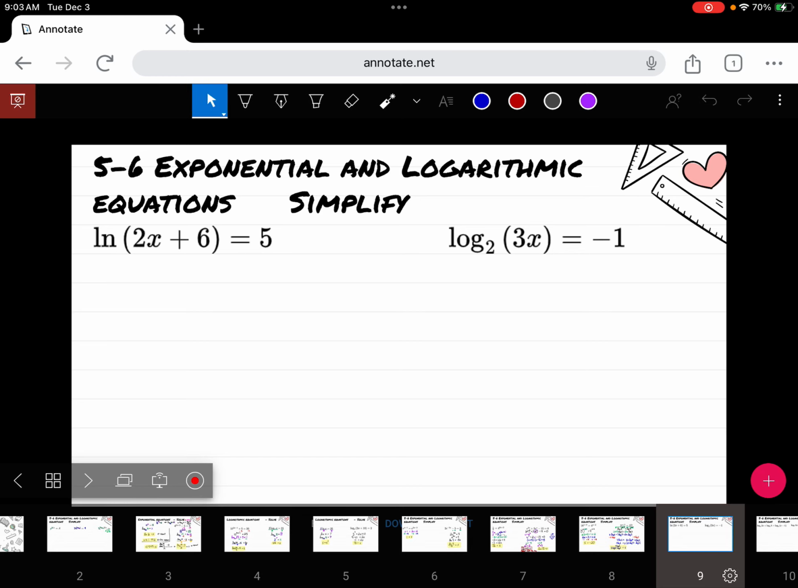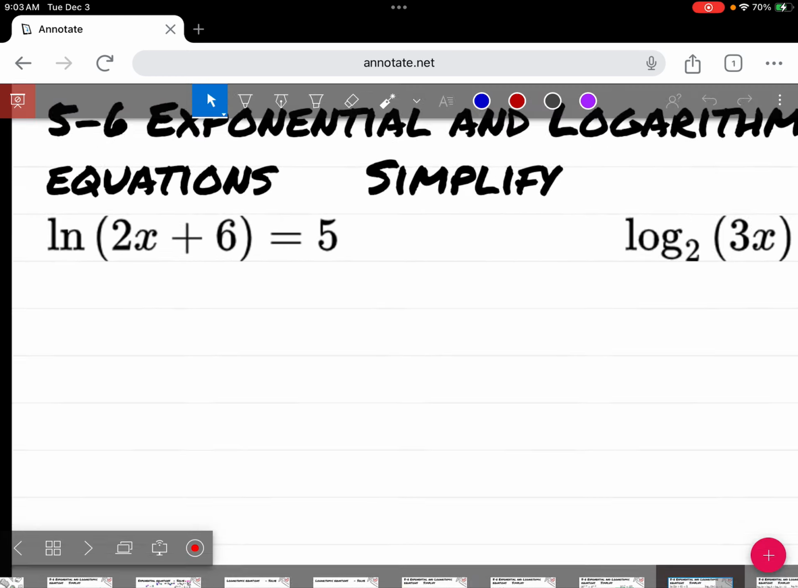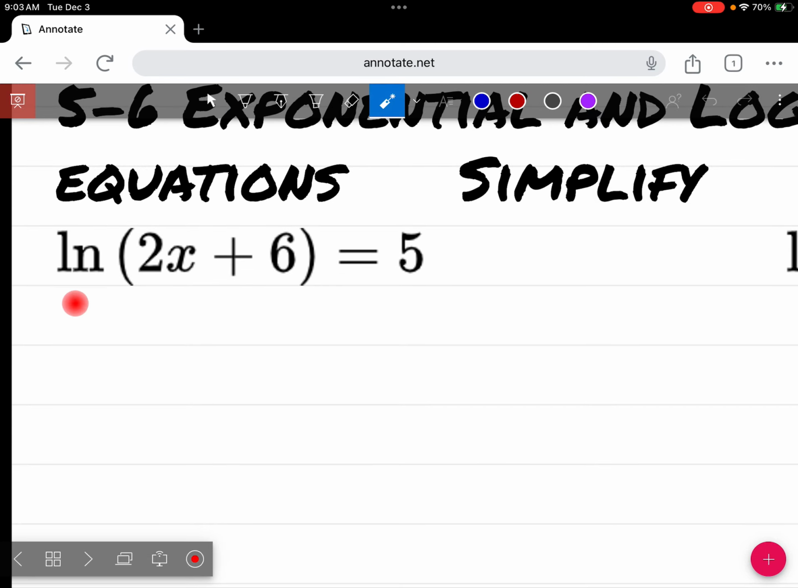All right. On this first one here, we have ln of 2x plus 6 equals 5. What can we do to try and solve this? Put it in exponential form. What are we going to get when we put this into exponential form? e to the 5th equals our 2x plus 6.